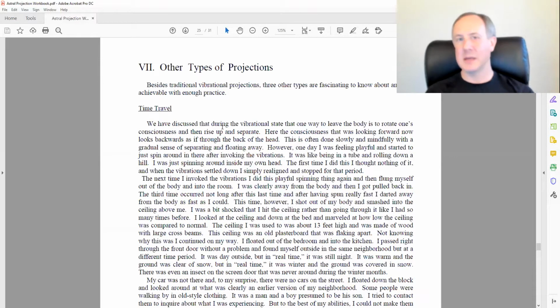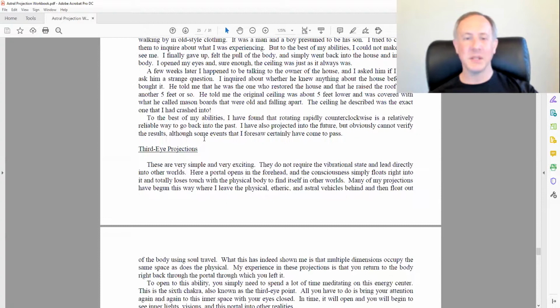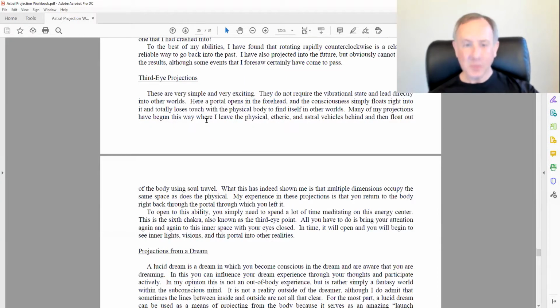Why would you want to do it? I don't know, just because you're lying in bed, you have nothing else to do. I was just projecting every night, and I was pioneering a lot of this stuff for myself, and I guess others, obviously. Third eye projections. When the vibrations are really strong and the third eye is open, it's only when the vibrations are there. So again, third eye projections require the vibrational state as well.